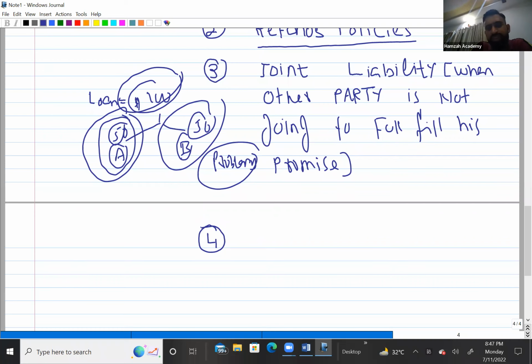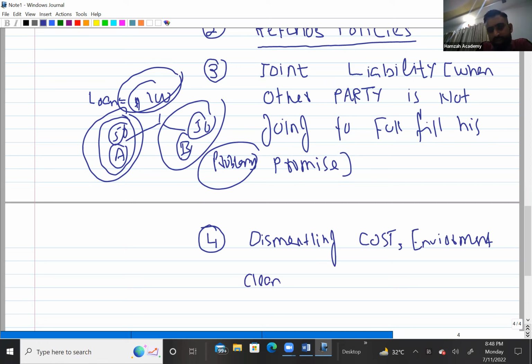Another example of a provision is about dismantling cost or environment cleanup cost. Now, dismantling cost. What is dismantling cost? Do you have any idea? What is dismantling cost?